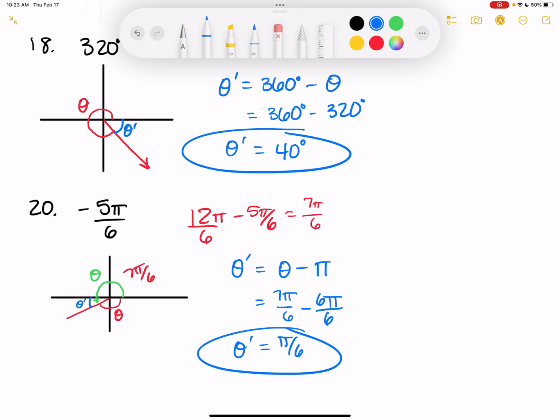Now at this point you might be looking at some of these and thinking, well, I just know what these are. I can just visually see what these are. You still have to show me your work. No work, no points. This is your warning.